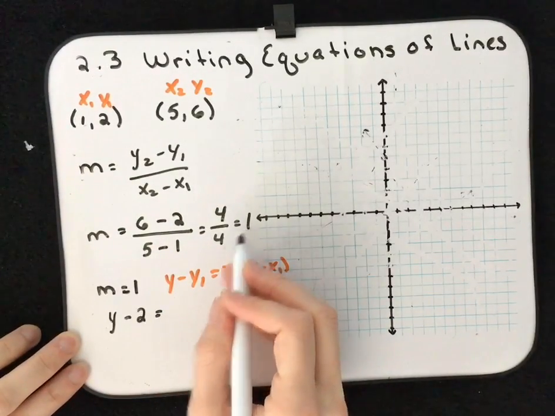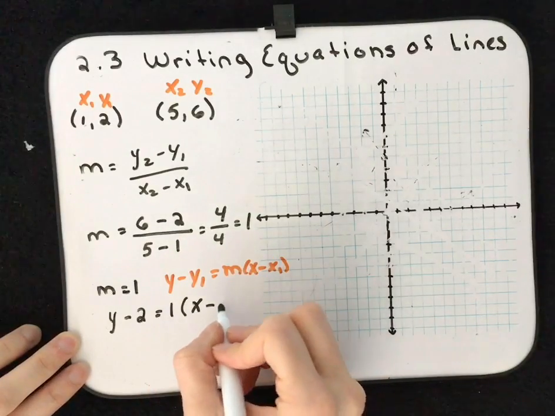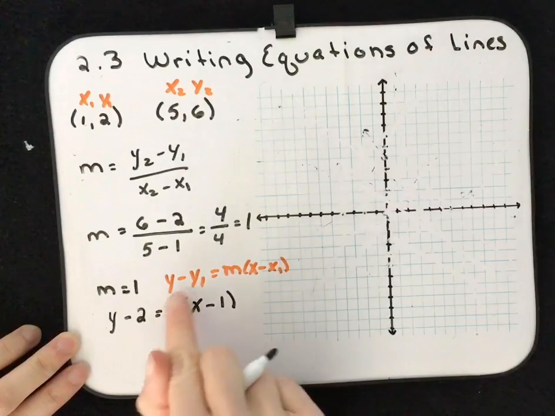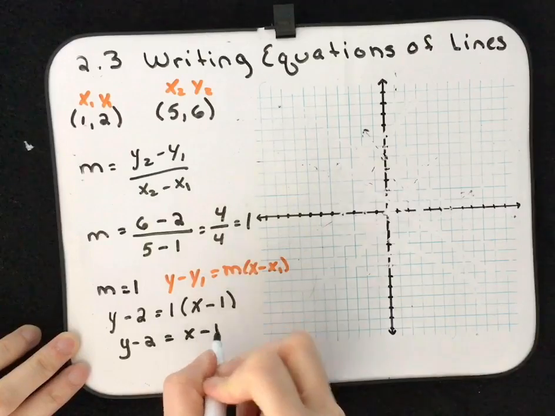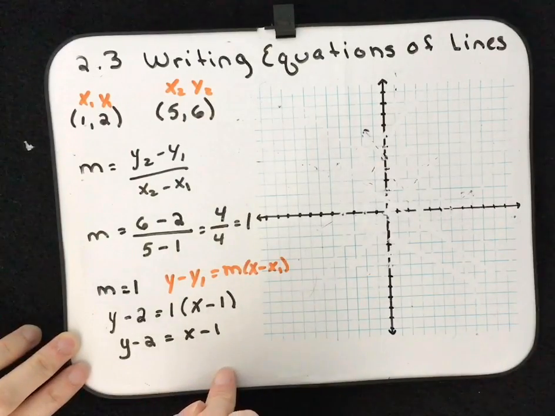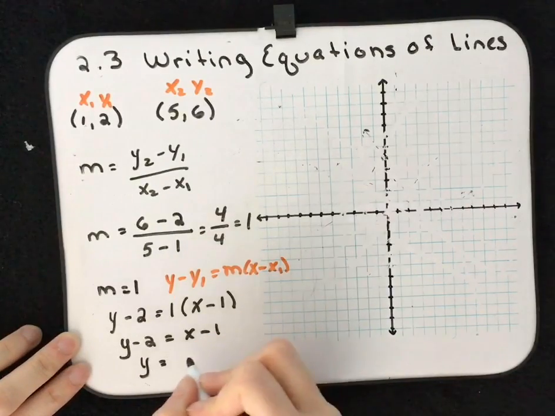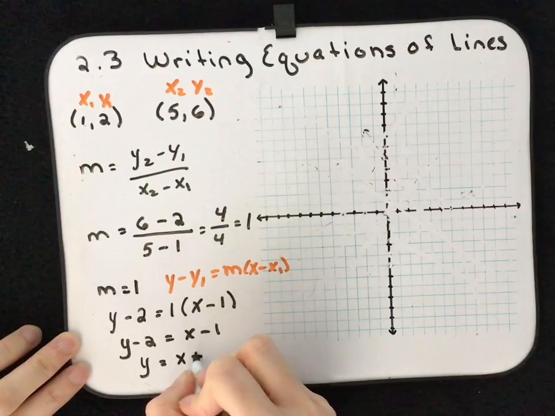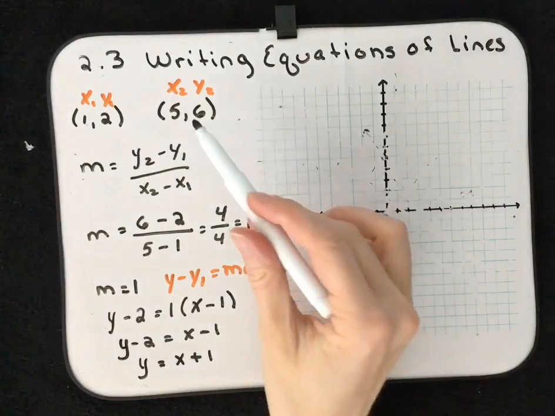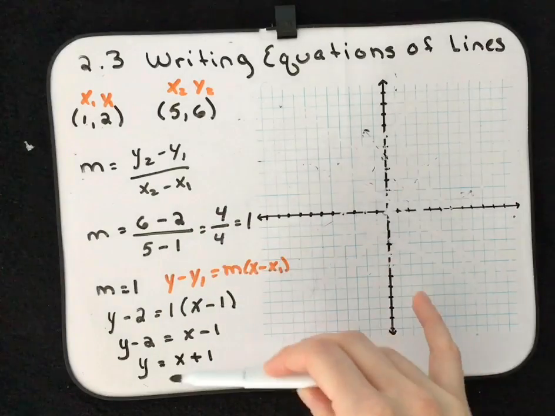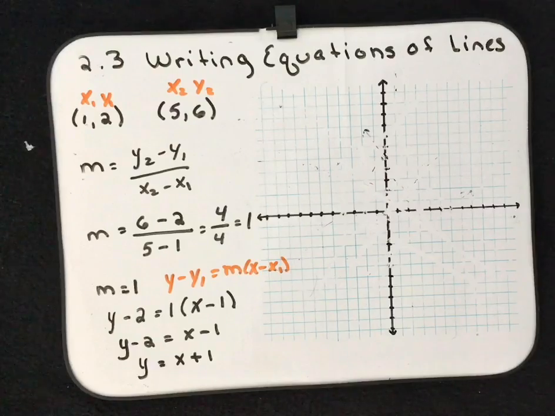M we have found to be 1. x1 we have labeled as 1. Distributing that 1, we get y minus 2 equals x minus 1. Moving the 2 over by adding, we get y equals x plus 1. If you had used the 5, 6, when you put it into slope-intercept form, you still would have x plus 1 as your result.